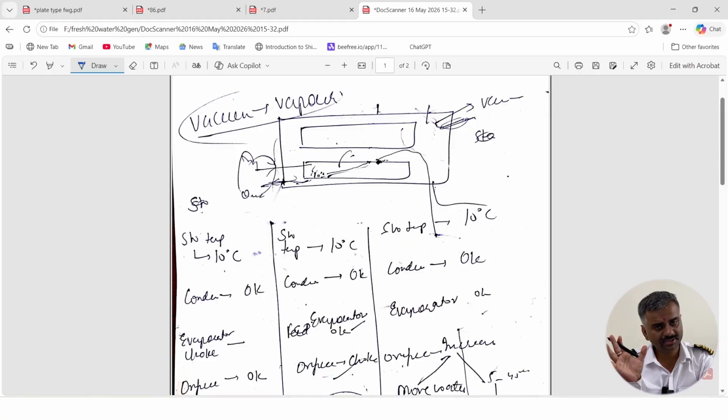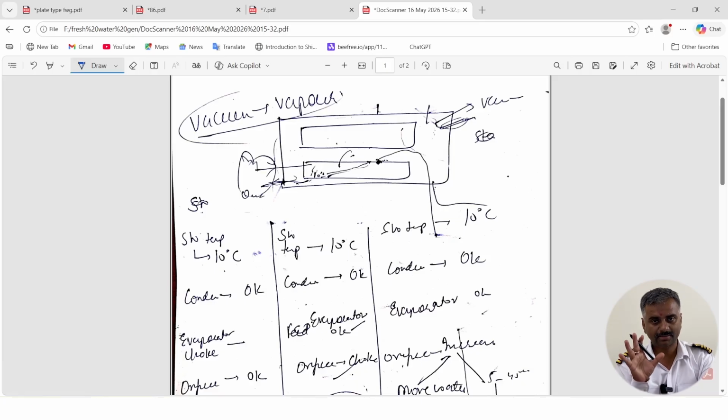If the vacuum is not present, there will be no evaporation, because you are boiling the water at how much? 45 or 50 degrees centigrade. At such a low temperature, the boiling point is working only due to vacuum. So vacuum is the only thing that you have to see, maintain and point out when your freshwater generator is running.